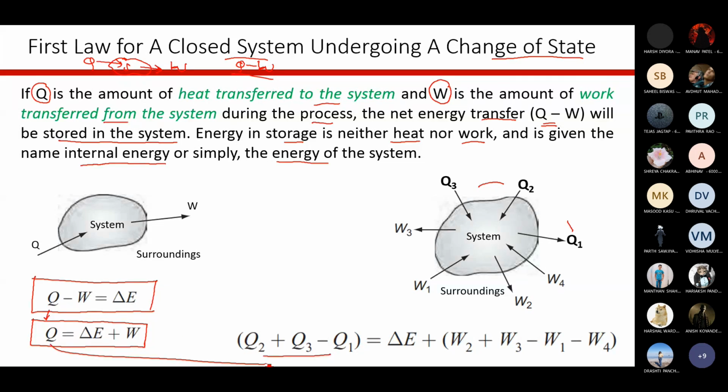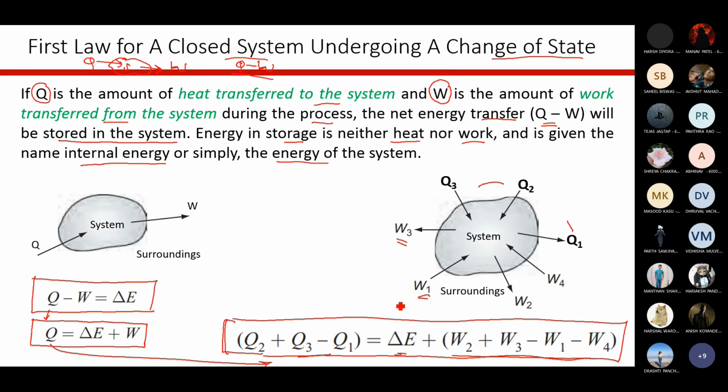So this Q is replaced by the sum of all the heat interactions with the system. Delta E will remain as it is, and the sum of all the work interactions taking place with the system. Depending on sign convention, this is positive because it is done by the system, this is negative because it is done on the system. So all these sign conventions are used here, and you can write this kind of expression for multiple heat and work interactions. Now this is also applied for this change of state. The same expression is written further like this.